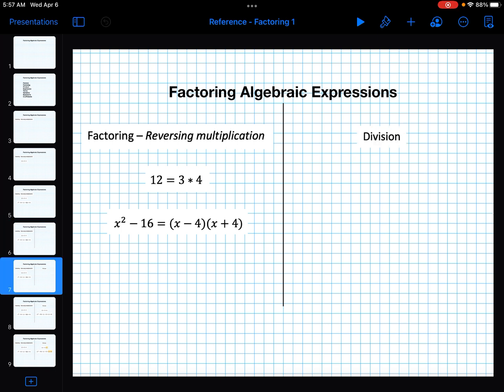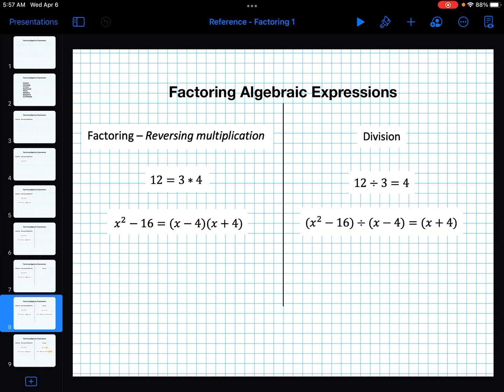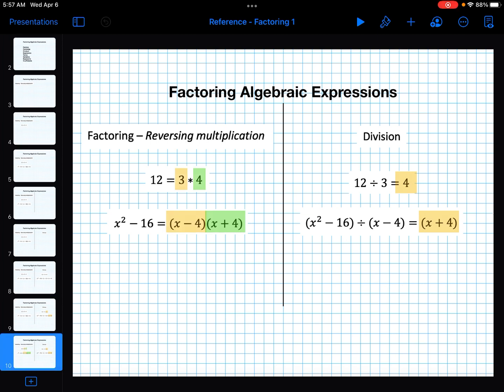Division, on the other hand, really only gives you one answer called a quotient. The one answer there you can see for the first line is 4, that's the quotient. For the second one, it's x plus 4. But with factoring or reversing multiplication, you have to have a minimum of 2 results, 2 factors. It doesn't make sense to have less than 2 because you can't multiply just one thing. You need at least 2 things to perform the operation of multiplication.